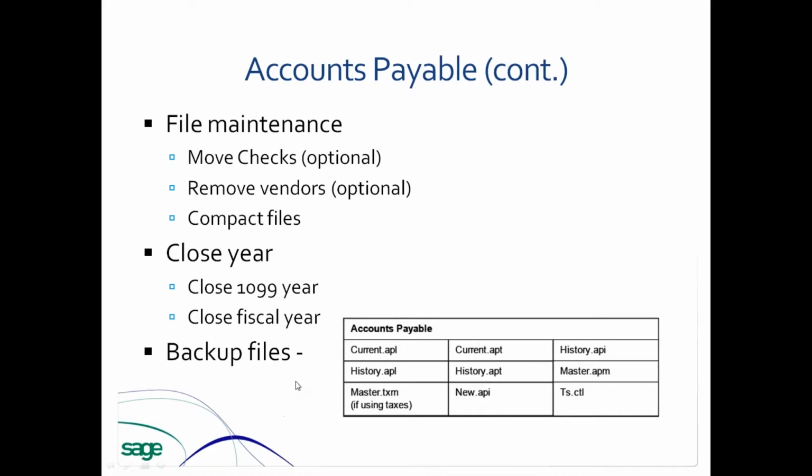Now, I've got a list here of the files that you should back up before you close the year or you do any moving. So these are the file names that you should make a backup of. And actually, in the back of your year-end guide, there is a whole section on backups using the file tools within Sage to do the backups, and then it lists out by application the files that you should be backing up.